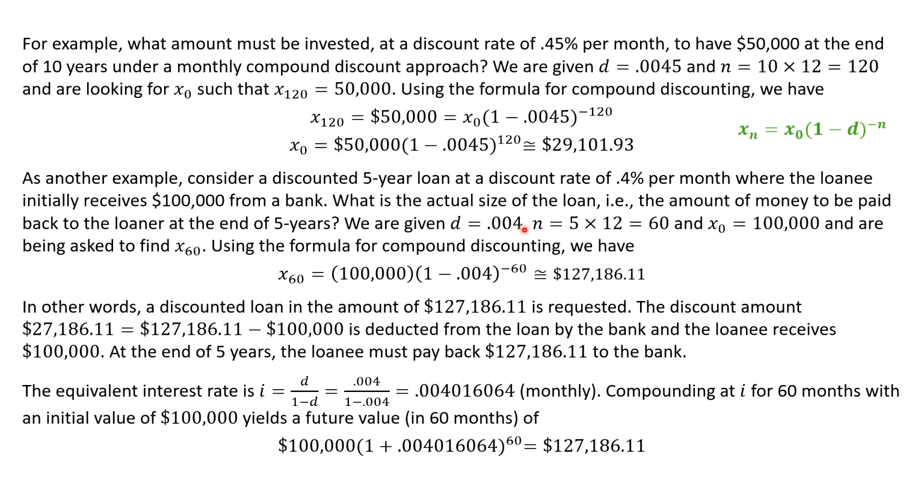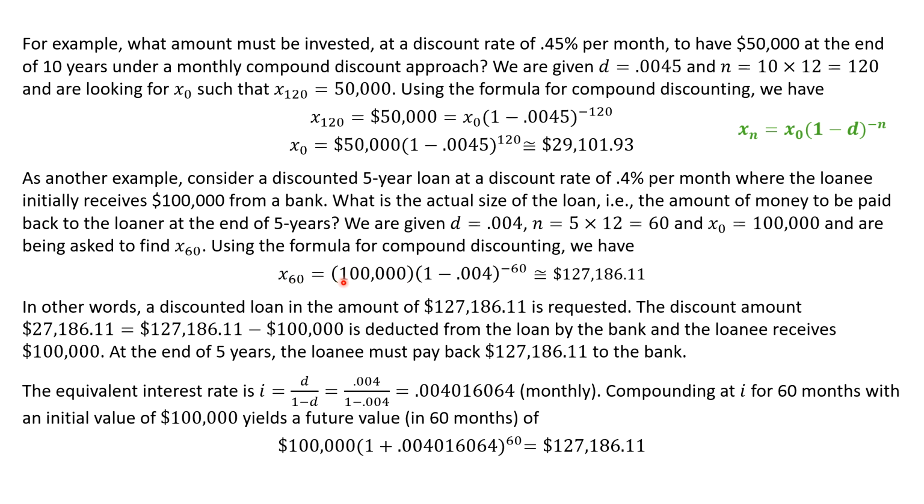So here we're given D is 0.004. The N is 5 years times 12, since we're doing monthly compounding, and that's 60. And we're told that the loan is 100,000, so that's the x sub 0. And we're looking for x60, the final amount here, how much has to be paid back.